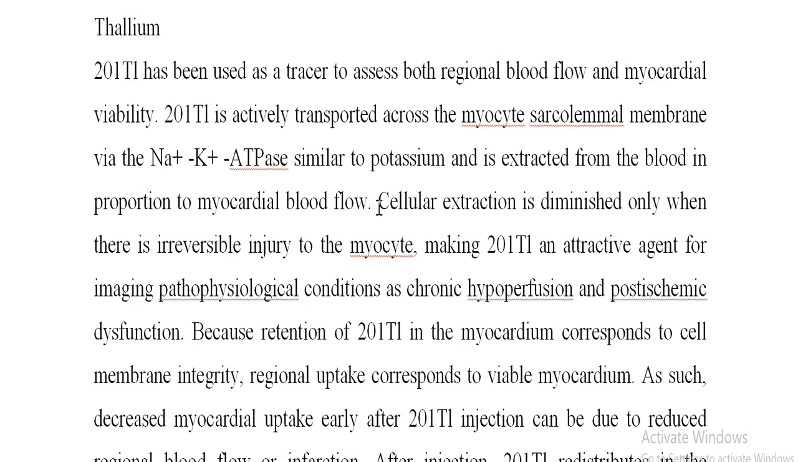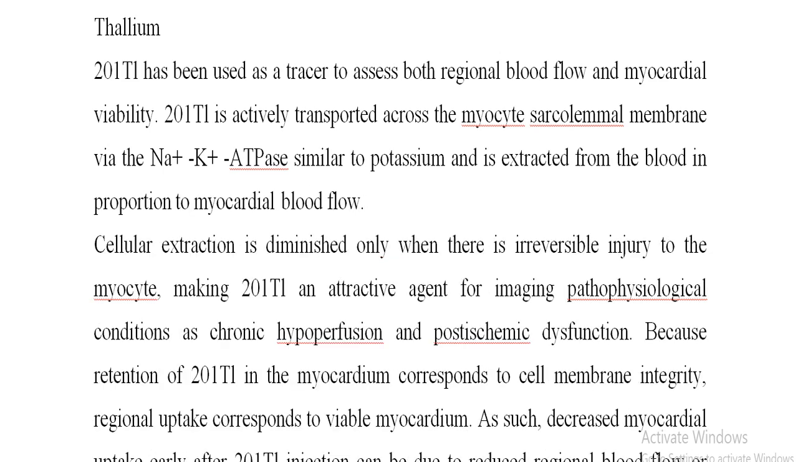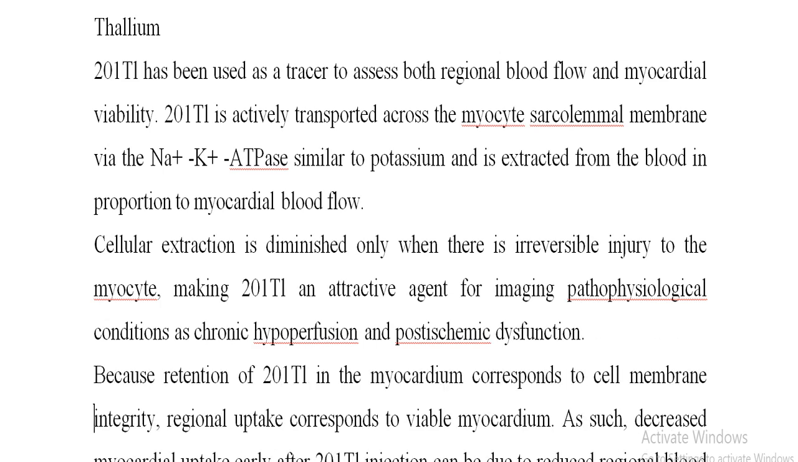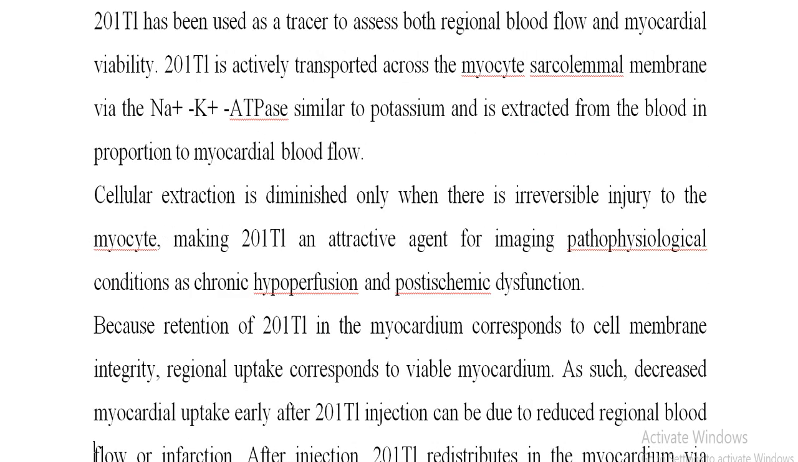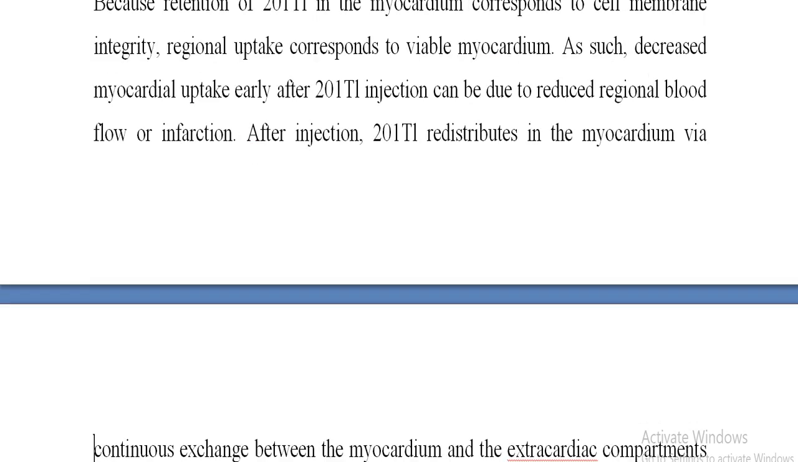Cellular extraction is diminished only when there is irreversible injury to the myocyte, making 201Tl an attractive agent for imaging pathophysiological conditions such as chronic hypoperfusion and post-ischemic dysfunction. Because retention of 201Tl in the myocardium corresponds to cell membrane integrity, regional uptake corresponds to viable myocardium. As such, decreased myocardial uptake early after 201Tl injection can be due to reduced regional blood flow or infarction.